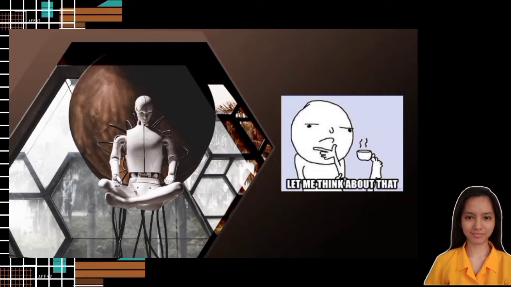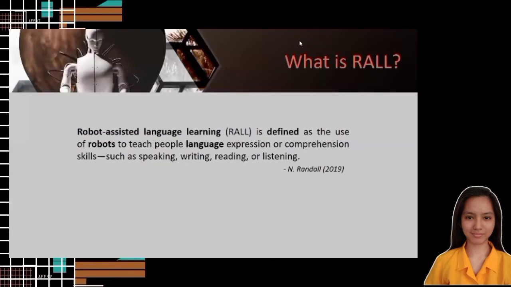At first thinking. But because of the advent of technology and its integration in education, robot-learner interaction seems possible and achievable already. It's time for the takeoff. Now, what does RALL stand for? Robot Assisted Language Learning. It is defined as the use of robots to teach people language expression or comprehension skills, such as speaking, writing, reading, or listening.